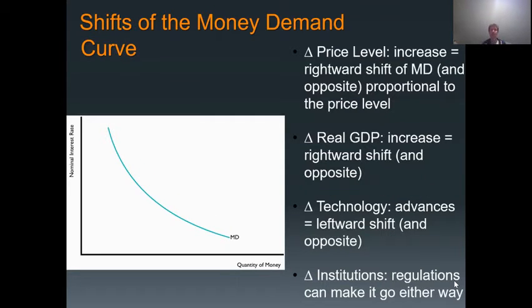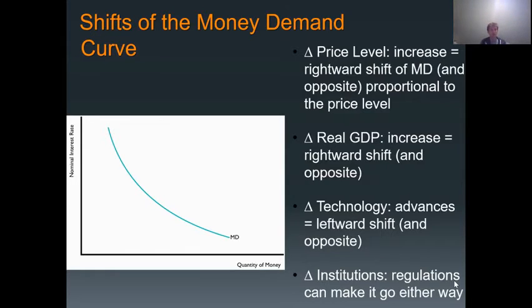How does it shift? Well, if there's a change in price level, that's going to shift the money demand because you physically need more money in order to pay for things. So an increase in your price level and increase in inflation means that your money demand should increase. The opposite should be the same as well. And it should be proportional to the price level. So if the price level rises by 20%, money demand should rise 20% because you would need 20% more money to buy the same amount of goods.